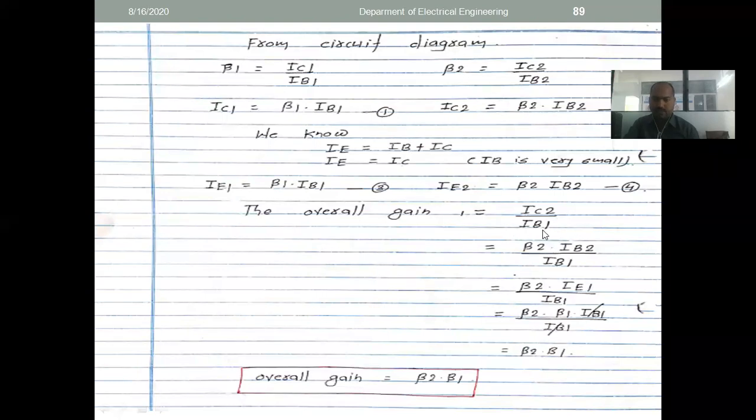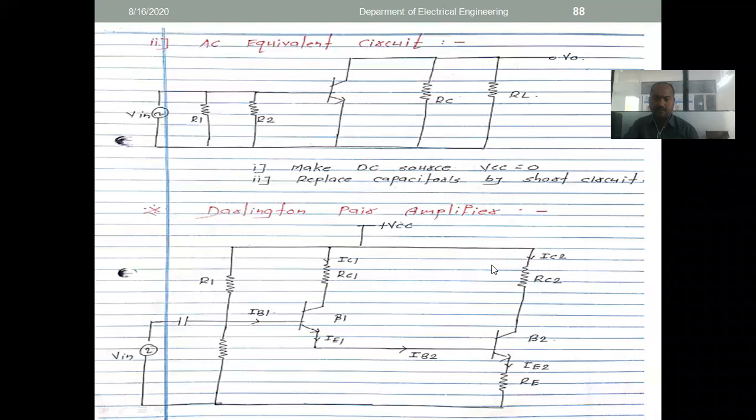Now see, during this equation we know IC2 is beta 2 into IB2, and divided by IB1 as it is. Beta 2 as it is, and for IB2, see here, IB2 is nothing but I1. Is it okay or not? Note that IB2 is I1. Is it visible in the diagram? Because the I1 current itself goes forward as IB2. So you can write IB2 as I1.